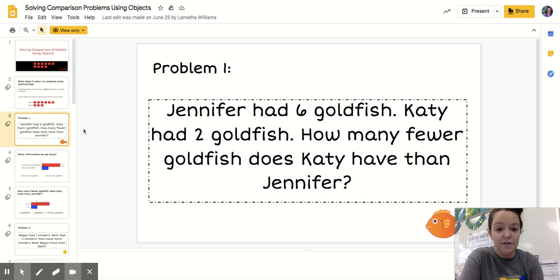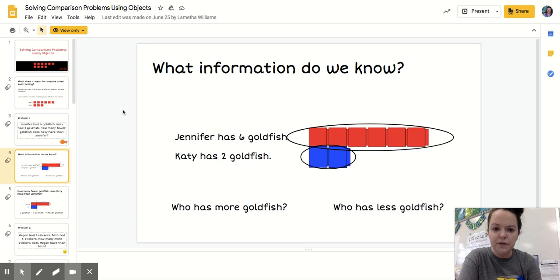First one says, Jennifer had 6 goldfish and Katie had 2 goldfish. How many fewer or how many less goldfish does Katie have than Jennifer? This slide shows us what we just heard. We know that Jennifer has 6 goldfish, which you see by these red cubes, and Katie has 2, so there's 2 blue cubes. We want to know who has more goldfish and who has less, right? Jennifer has more because she has more cubes here, and Katie has less because she just has 2.